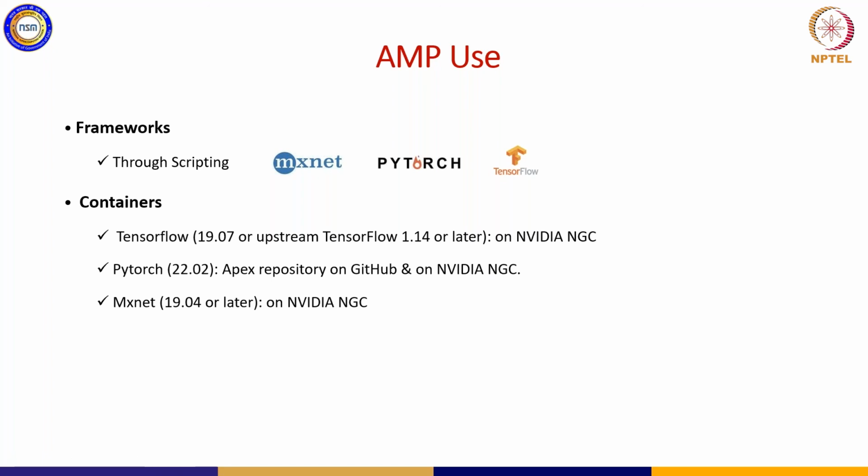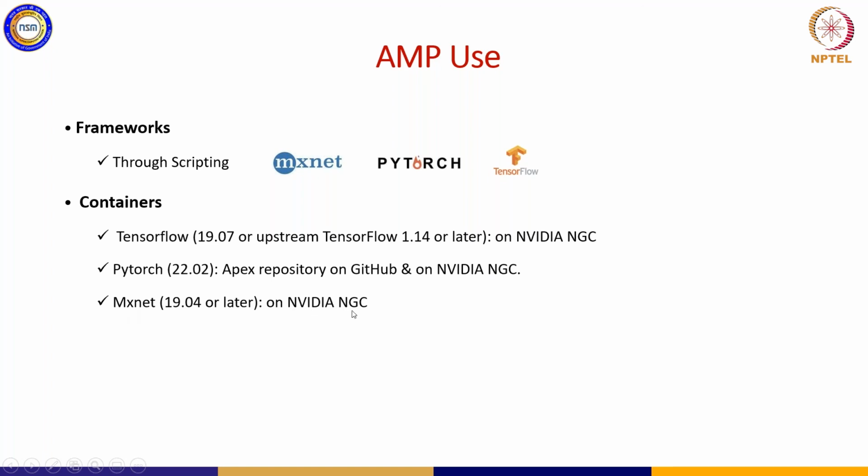it's only possible with TensorFlow version 1. That is the only place where you can use automatic mixed precision. If you want to use automatic mixed precision with TensorFlow version 2, it might not be possible. I've tried it. There are so many errors that you might encounter from there. Also, you can use PyTorch, also MXNet as well.